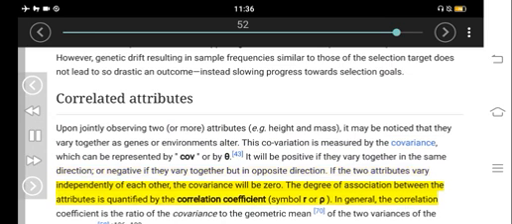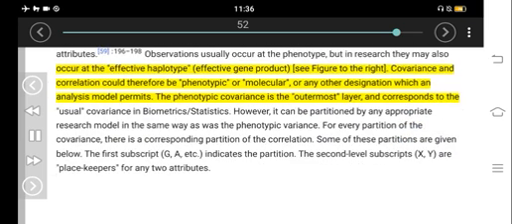The degree of association between the attributes is quantified by the correlation coefficient, symbol R or rho. In general, the correlation coefficient is the ratio of the covariance to the geometric mean of the two variances of the attributes. Observations usually occur at the phenotype, but in research they may also occur at the effective haplotype, effective gene product, see figure to the right. Covariance and correlation could therefore be phenotypic, or molecular, or any other designation which an analysis model permits.